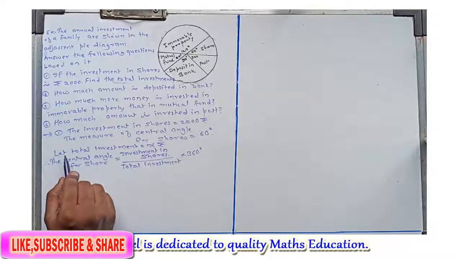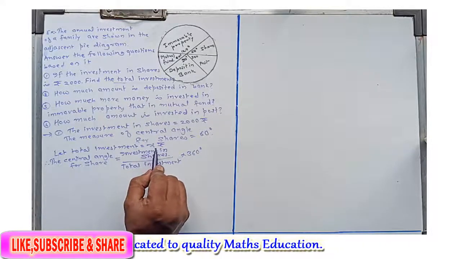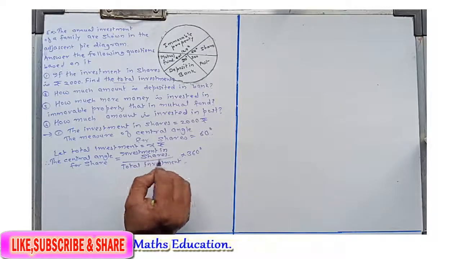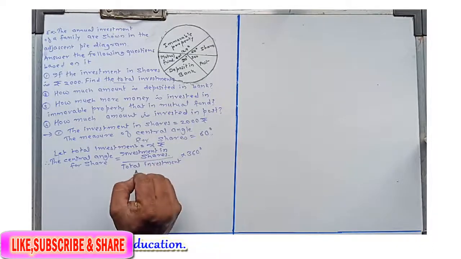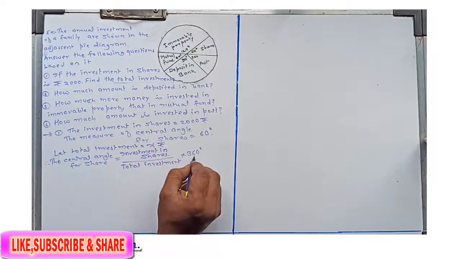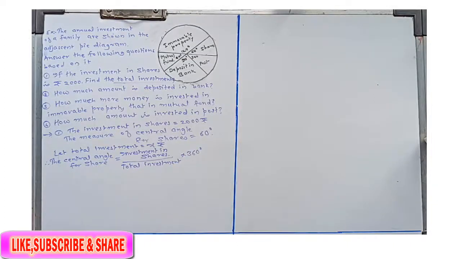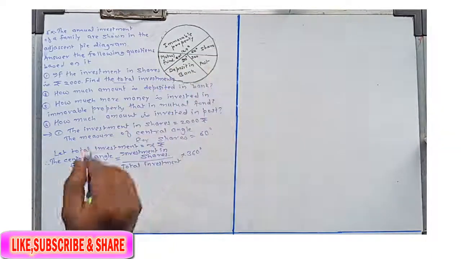Okay, so we consider, let the total investment be x rupees. Therefore the central angle for shares is equal to investment in shares divided by total investment into 360 degree. As we took in the previous example, same, only the field is changed here. Investment in shares is given, that field we have to consider here.